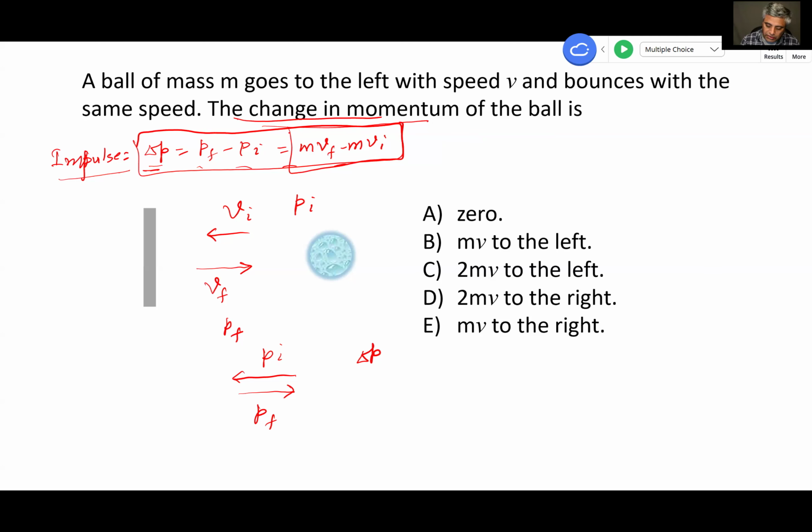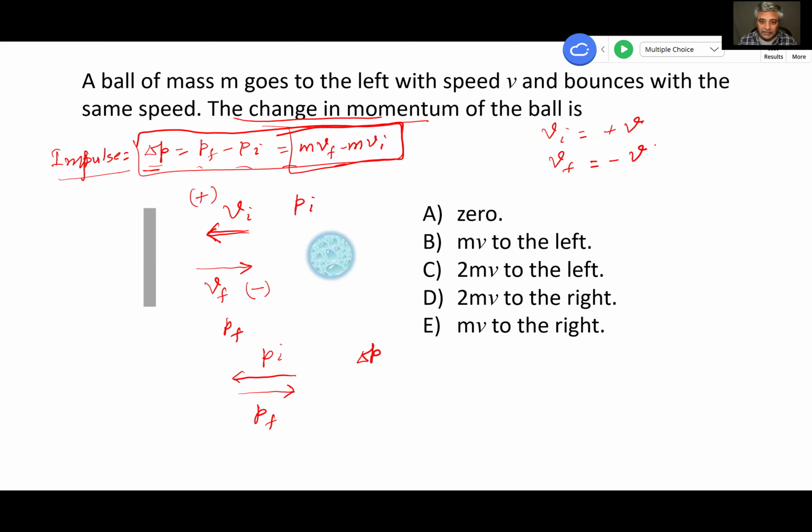So now with that said, let's first just do this without drawing anything. Change in momentum means mvf minus mvi, okay? Velocities and momentum are vectors, so we need to be careful about the direction as well. So vi is pointing this way, to the left. If I say left is positive, then this would be negative. So vi is positive v, and vf is negative v. The value is the same, but the direction is opposite.